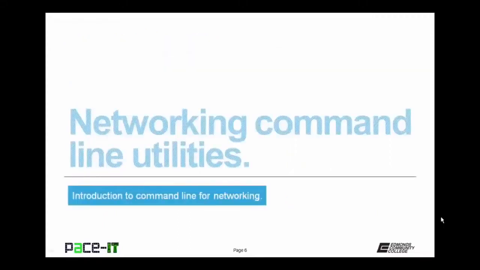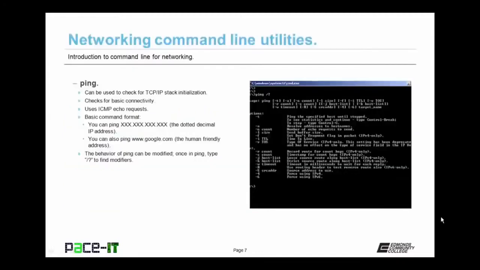Now let's talk about some networking command line utilities. The first command we're going to discuss is ping. Ping can check for TCP/IP stack initialization if you ping address 127.0.0.1. It's also used to check for basic connectivity between two nodes, which is really useful when diagnosing network issues.